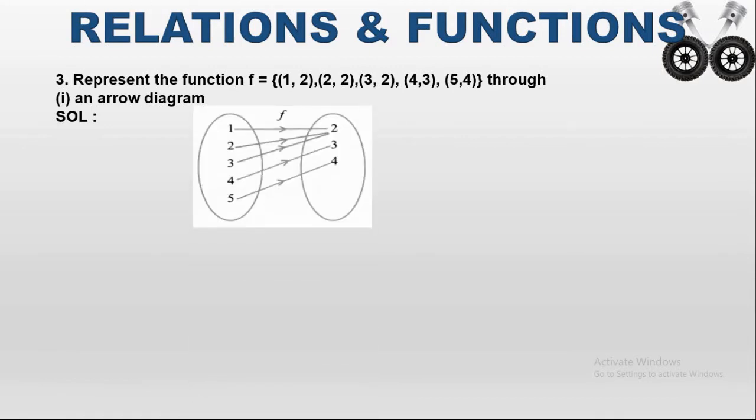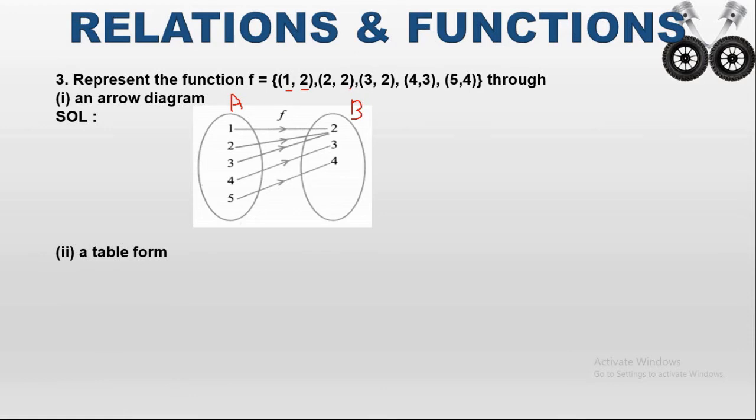First, the first elements are taken as the set A. That is 1, 2, 3, 4, 5. The second elements are taken as the set B. That is 2, 3, 4. So 1 is mapped to 2 and 2 is also mapped to 2. Again 3 is also mapped to 2 and 4 is mapped to 3 and 5 is mapped to 4. So this is the arrow diagram.